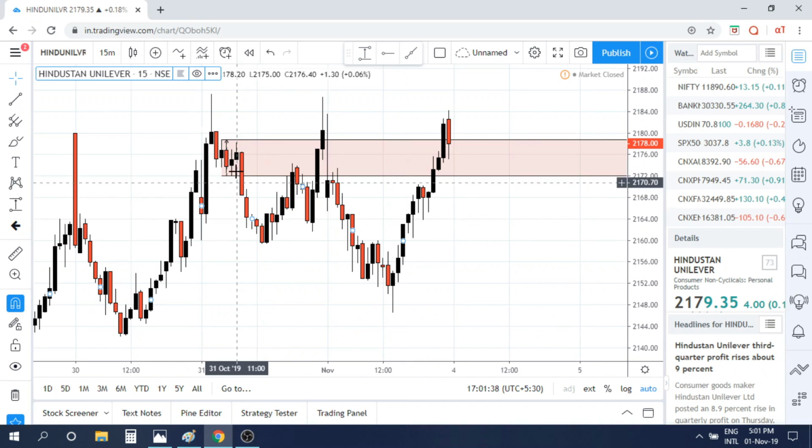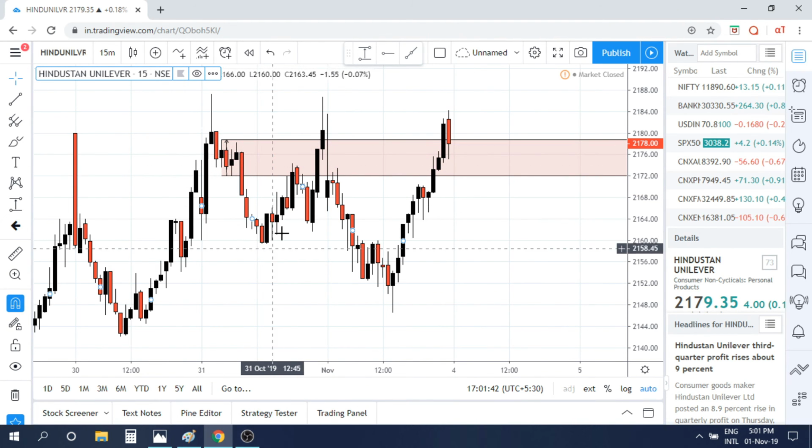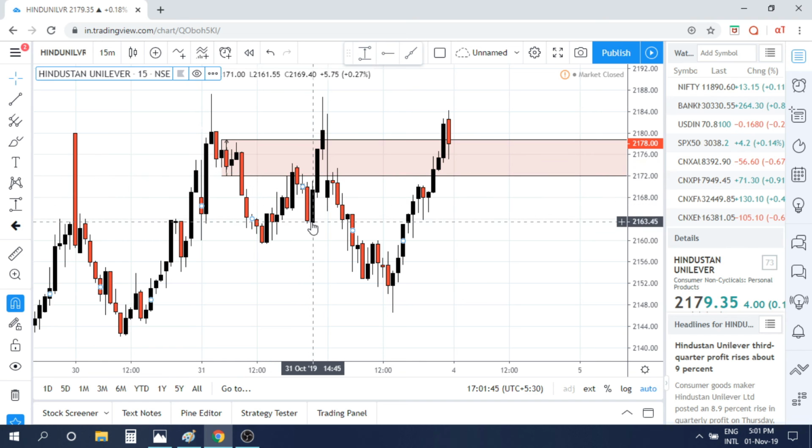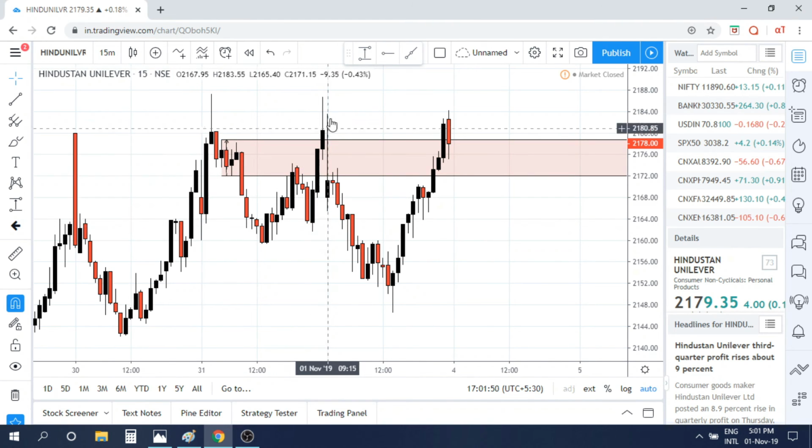So this is a supply zone over here. A drop, base, base, base, base, drop. Price entered here. It gave you a drop right till here, and then it went up.